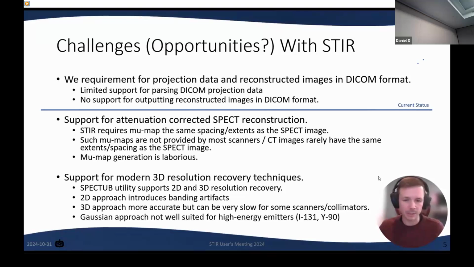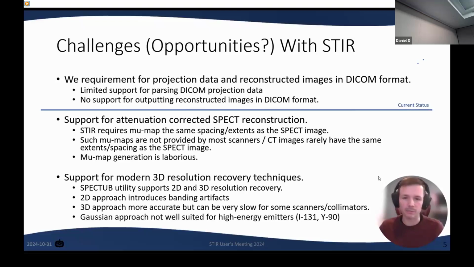Some other things that we haven't really yet had a chance to look at very much, but we think will be pretty important for us, is the ability to generate attenuation correction maps for use in the reconstruction. At present, STIR has fairly strict requirements on matching the extents and spacing of an attenuation map to the reconstructed SPECT image, which is not something that's very convenient in a lot of cases.